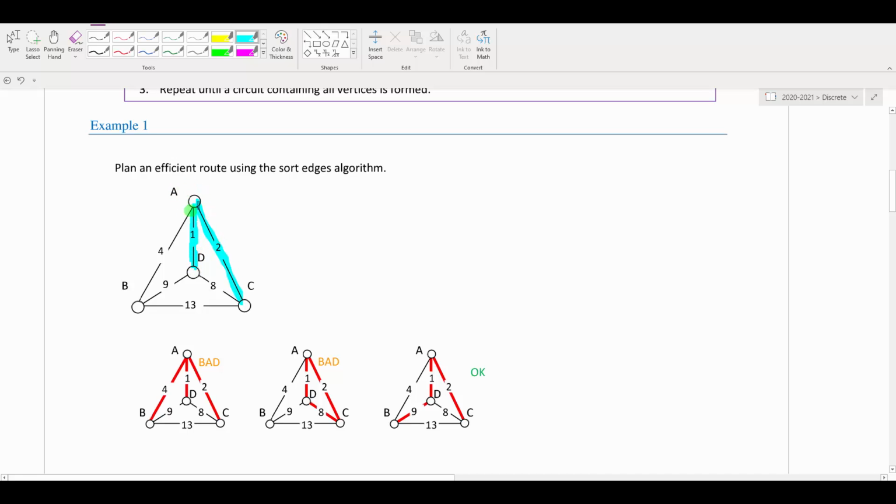Notice that vertex A currently has a degree of 2, right? If I take the two edges that I have here, they both lead into A. So this has a degree of 2. All right, C currently has a degree of 1. D currently has a degree of 1.